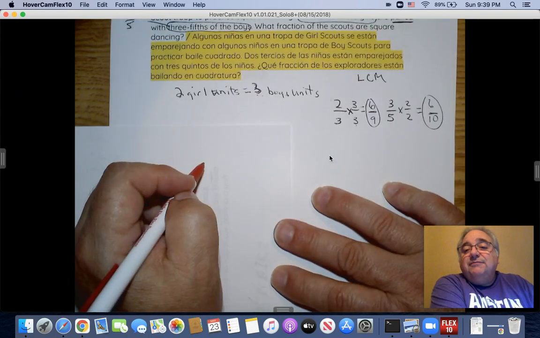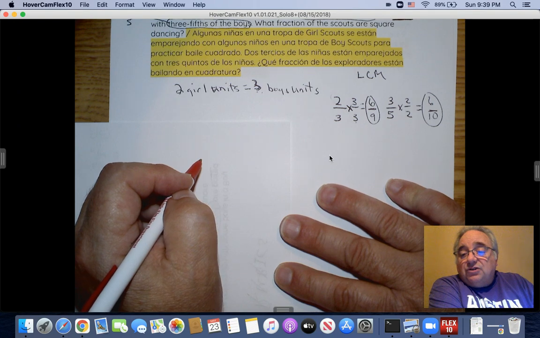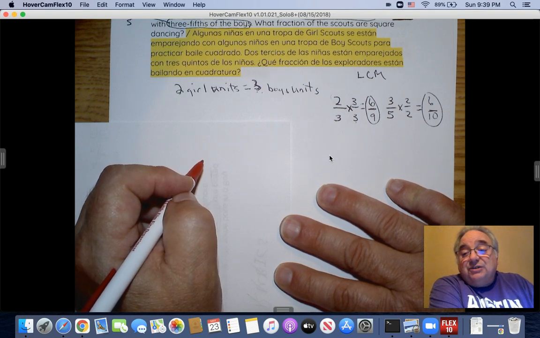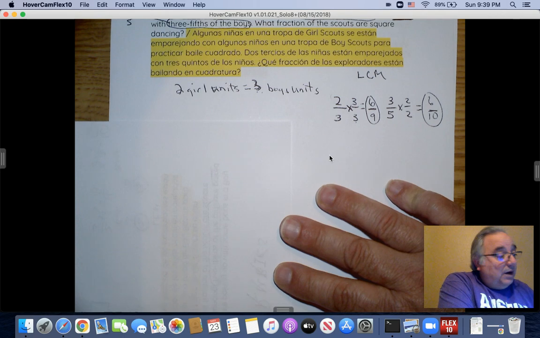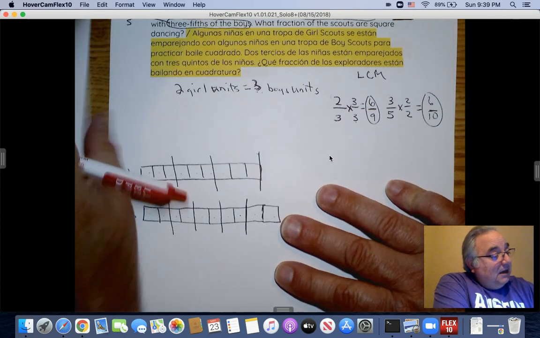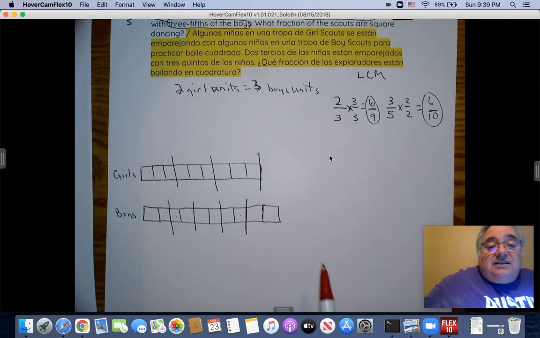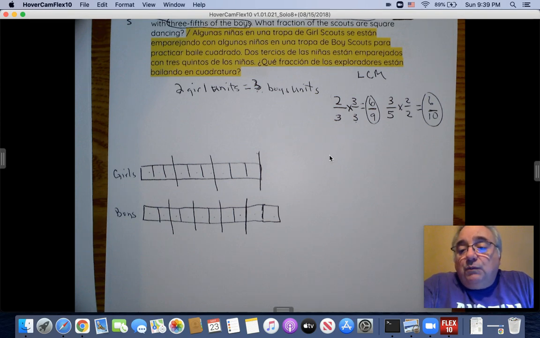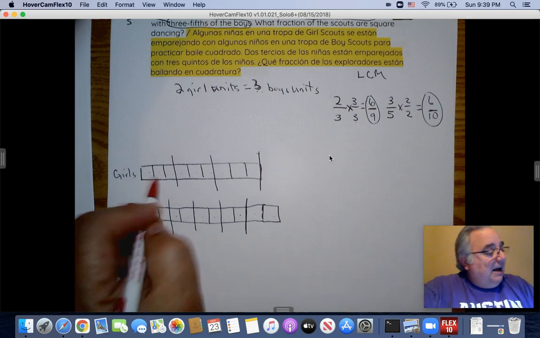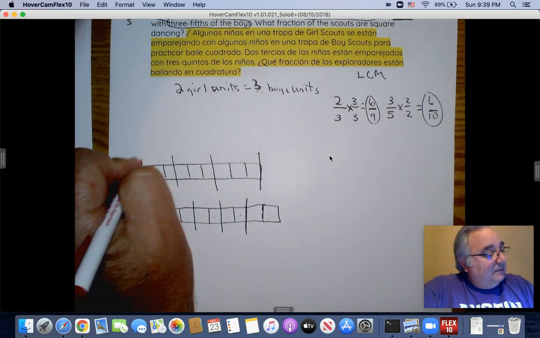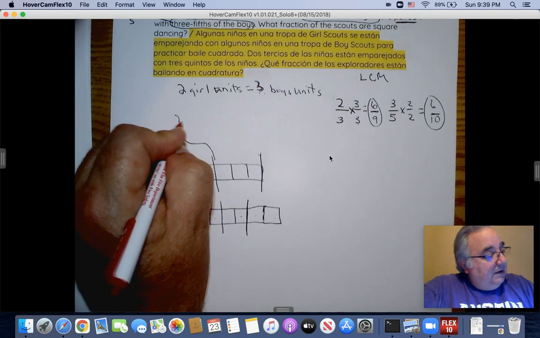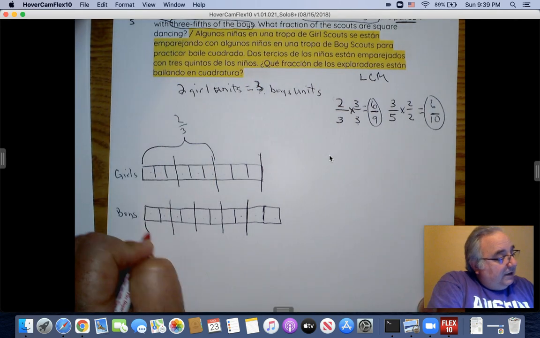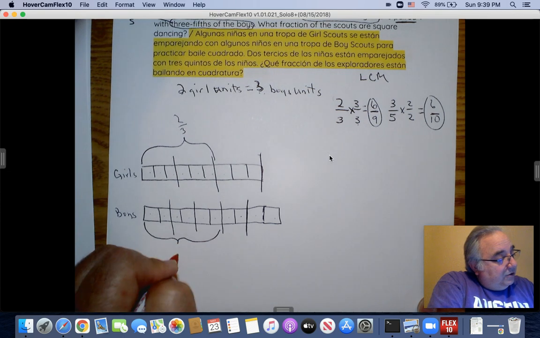And guys, you know me. I like tape models or strip models, and I like to be visual. So this is what I did while you guys were working on it. I went ahead and made this out so I could see it a little bit better. See, right now I have 2 girls and 3 boys, but I got to make them equal. And the only way I can make them equal is to get the least common multiple of the numerator. And what I did is I got 2/3 right here. That's 2/3. And this right here is 3/5.